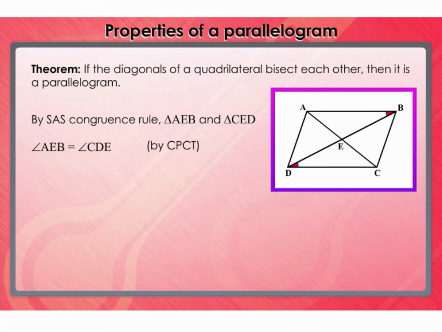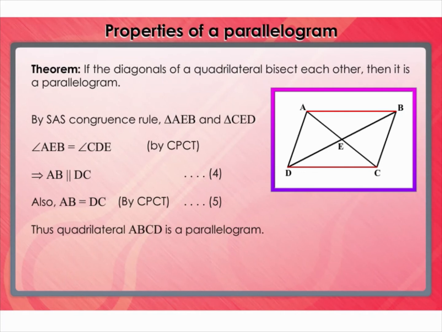Now, since the corresponding parts of the congruent triangles are equal, angle ABE is equal to angle CDE, which are the alternate interior angles for lines AB and DC, and transversal DB. Thus, AB is parallel to DC. Also, by CPCT, AB is equal to DC. Thus, quadrilateral ABCD is a parallelogram.